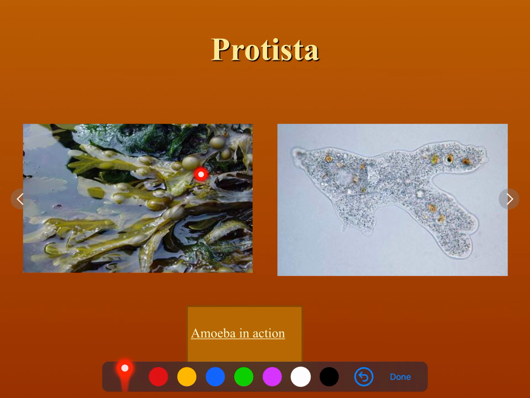This is the algae type. Looks like plants, but they're actually protists. The algae type organisms there, and they're in the protist family.